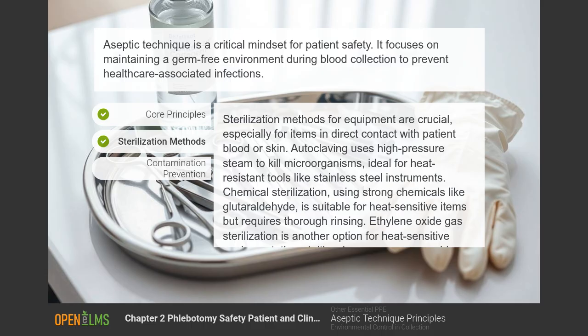Ethylene oxide gas sterilization is another option for heat-sensitive equipment, though it's a longer process requiring specialized equipment. Irradiation uses radiation to kill microorganisms, often used for prepackaged disposable items like needles and syringes.